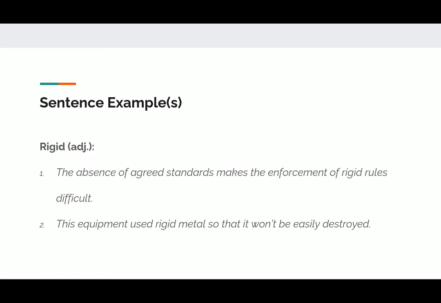The second example is, this equipment used rigid metal so that it won't be easily destroyed. So here, the rigid actually means not easy to be bent. The metal is not easy to be bent so that it's not easily destroyed.